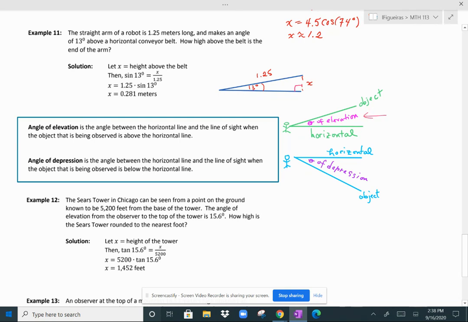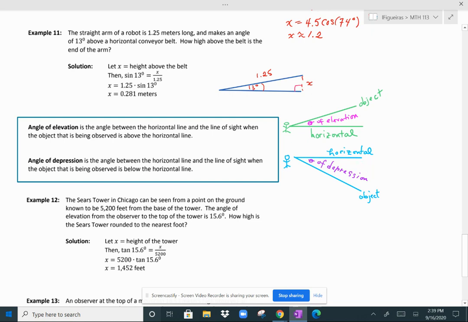In contrast, we might have something called an angle of depression. An angle of depression is the angle between the horizontal line and the line of sight when the object that is being observed is below the horizontal line. So imagine you have someone in a plane or at the top of a mountain that's looking down at something. The horizontal would be as if they were just looking straight out across at the horizon. And then if their line of sight goes down to this object, the angle between the horizontal and the object is called this angle of depression.